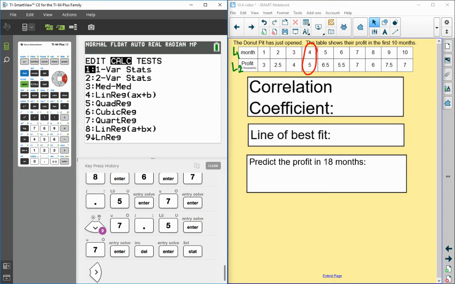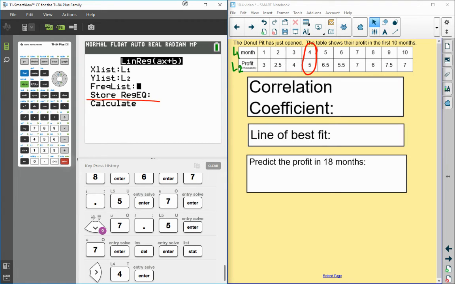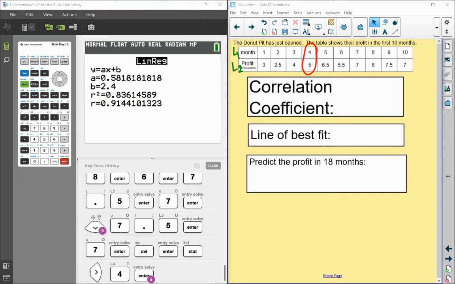I'm going to go over to calculate. Hopefully you remember that we're choosing number 4, linear regression. So I'm going to choose 4, and press enter through all of those. And once I do that, I've got my numbers that I need. So first, what's the correlation coefficient? On this one, I'm rounding to 2 decimal places. It's 0.91 because my correlation coefficient is my r. What kind of relationship is that? That is a positive relationship, and it is very strong.